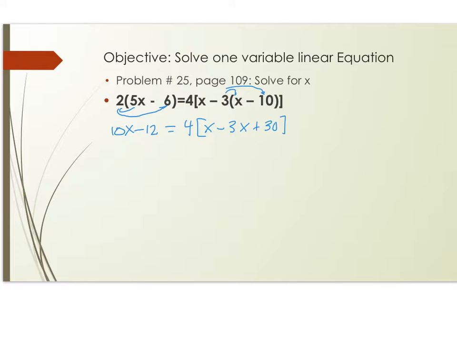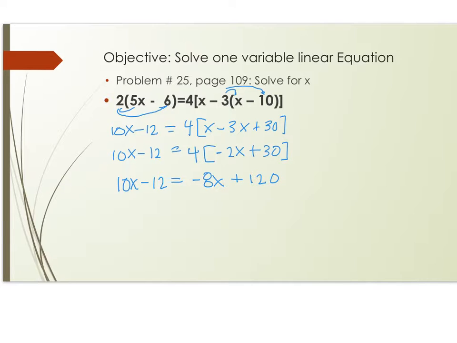So now I'm going to combine like terms. On the left hand side I'm going to go ahead and leave this alone, and on this side I'm going to work inside the bracket first. So I have 4 minus 2x plus 30, and now I will distribute the 4. So here I have a minus 8x plus 120.